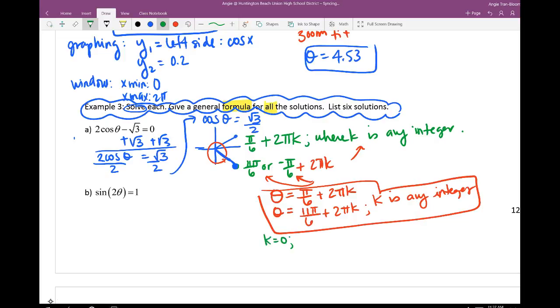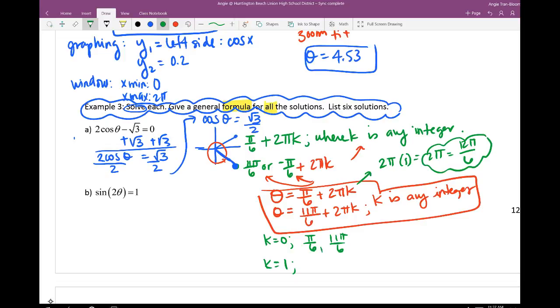When k is 0, then I have pi over 6 and 11 pi over 6, okay? How about when k is 1? When k is 1, then remember, 1 is really 2 pi times 1, which is 2 pi. But I need to add it to the denominator of 6. So the first thing I'm going to do is convert that into 12 pi over 6.